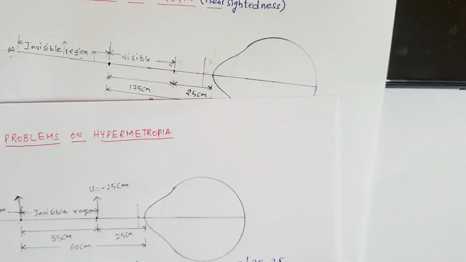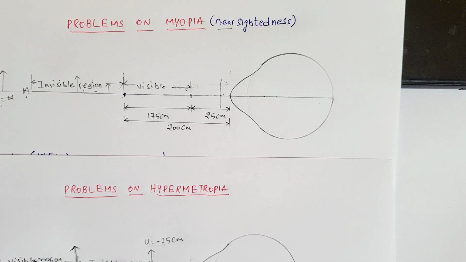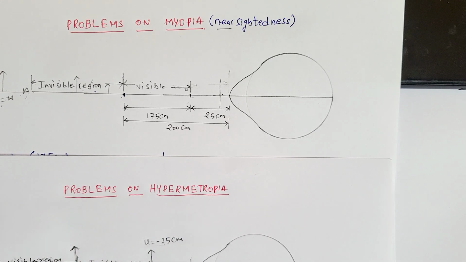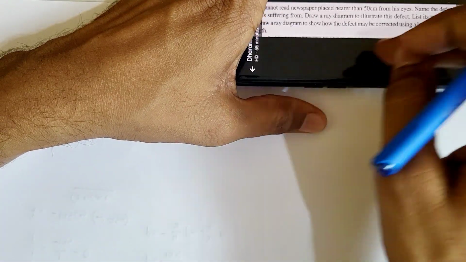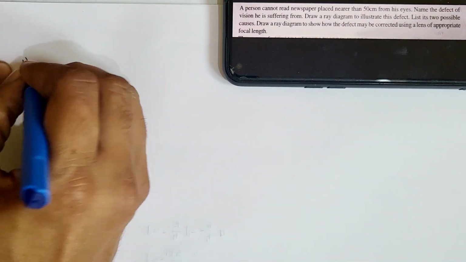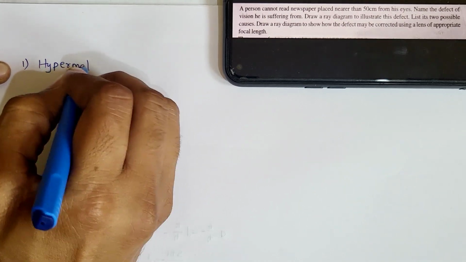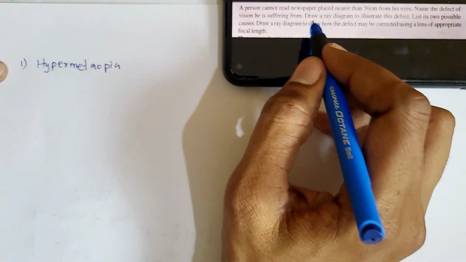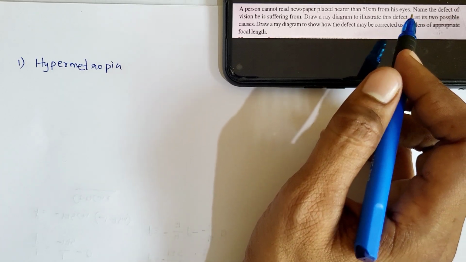See, nearer than 50 centimeters. Nearer than 50 centimeters here. So, the defect is hypermetropia. A person is unable to see things placed nearer than 50 centimeters from his eyes. Name the defect of the vision. So first, the defect of the vision is hypermetropia. Draw a ray diagram to illustrate this defect. This ray diagram, how to draw, we already drew all the diagrams, you can refer to that.